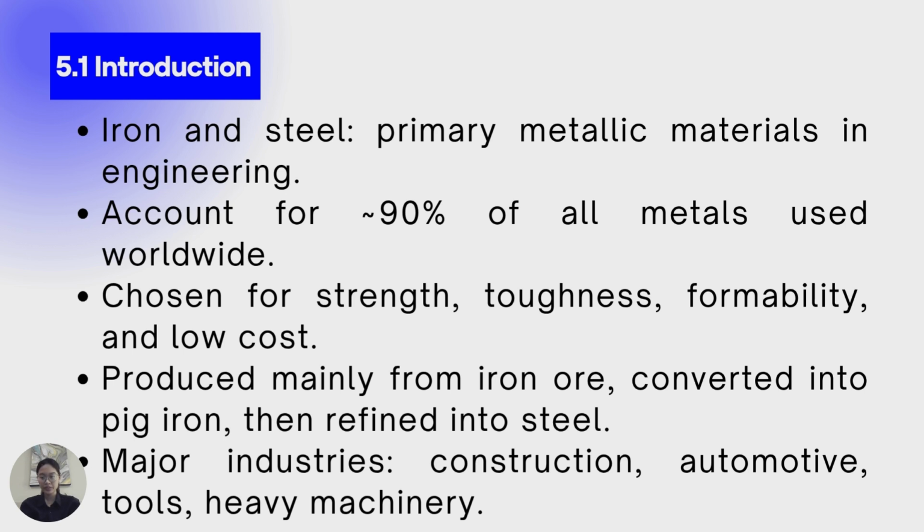Iron and steel dominate modern manufacturing. They make up almost 90% of all metal usage. The combination of high strength, formability, and cost-effectiveness makes steel essential for producing everything ranging from buildings to cars and machinery. The production route typically begins with iron ore, which is reduced to pig iron in a blast furnace. Pig iron is then refined to remove excess carbon and impurities, forming steel, a material whose composition and microstructure can be precisely controlled for different applications.